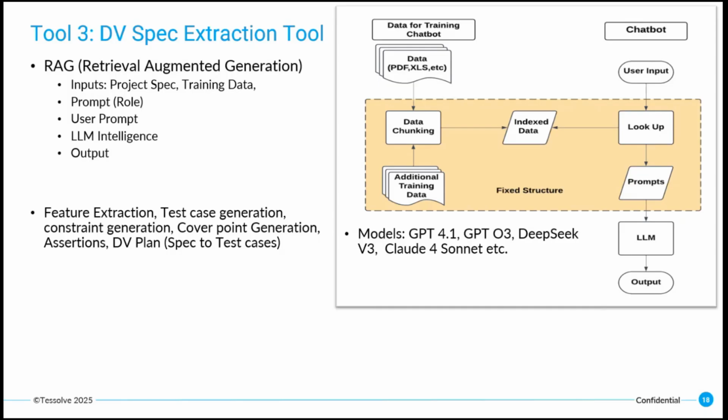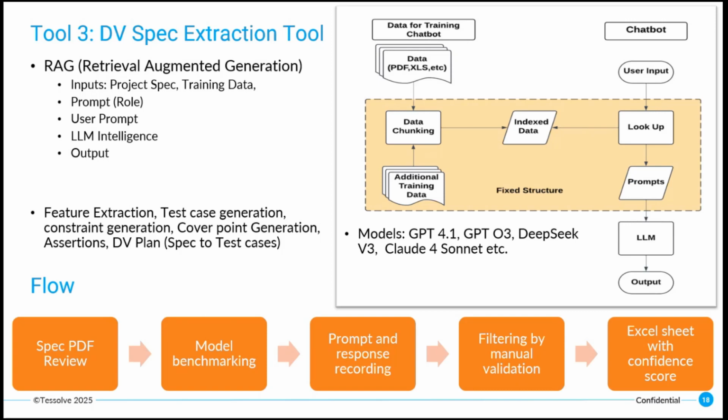We use these models. So where it helps: feature extraction, test case generation, constraint generation, cover point generation, assertions, and DV plans, spec to test. So the DV plan also it can help. So we do spec model benchmarking, which model is performing better for my use case for this particular specification, prompt and response recording, filtering by manual validation, and then we are putting two confidence scores, one with the help of AI. AI tells me that 0.9 is my confidence score, 1 is best, 0 is worst. So it will be telling us how confident it is while generating this content. At the same time, when we are doing manual validation at this point, we are asking our engineering team, tell me how happy you are with the answer, how relevant it is, right? So that's how we work.